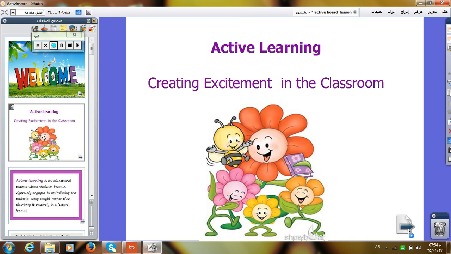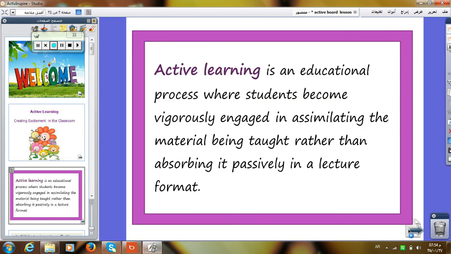Active learning, creating excitement in the classroom. Active learning is an educational process where students become vigorously engaged in assimilating the material being taught rather than observing it passively in a lecture format.